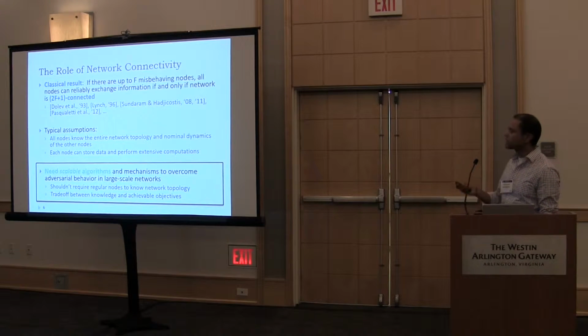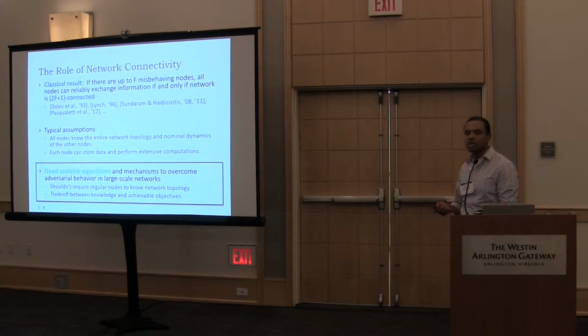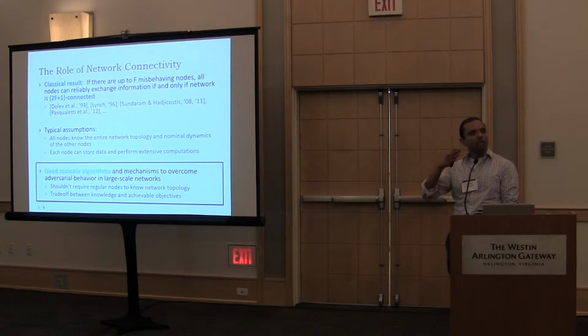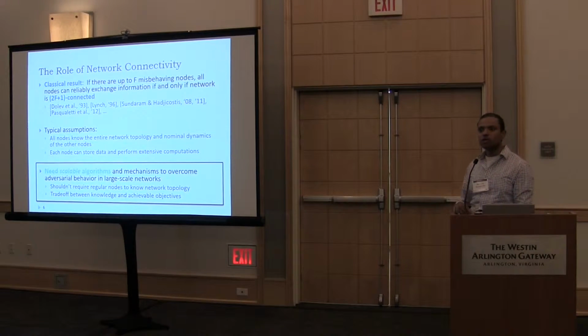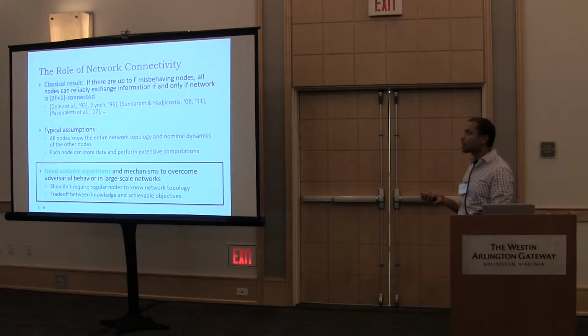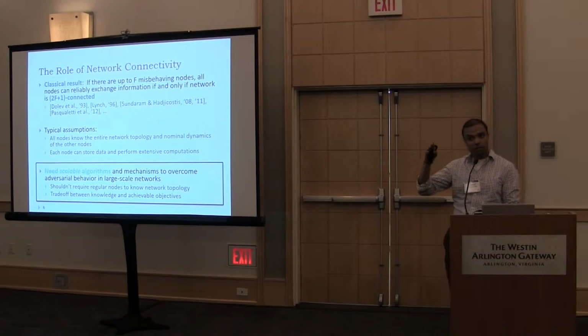So the classical result is: if you have up to f bad guys, and these could be arbitrarily behaving bad guys, the nodes can reliably exchange information if and only if the network is 2f plus 1 connected, meaning I can send information 2f plus 1 different ways through the network. Okay? So this is fundamental. If your connectivity is less than this, you go home, because there's nothing you can do. If your connectivity is this or greater, there are in fact algorithms that allow you to achieve resilience. The classical algorithms would be routing-type algorithms where you explicitly send information through the network.